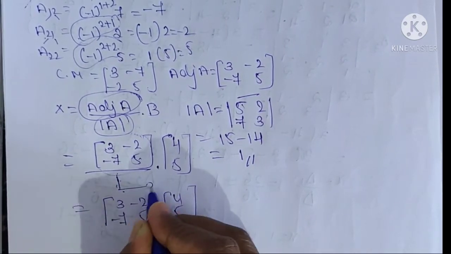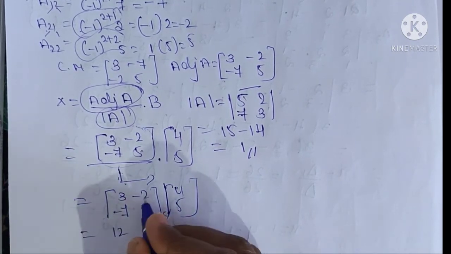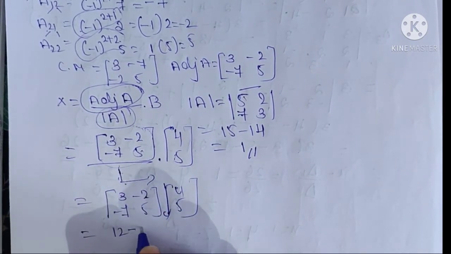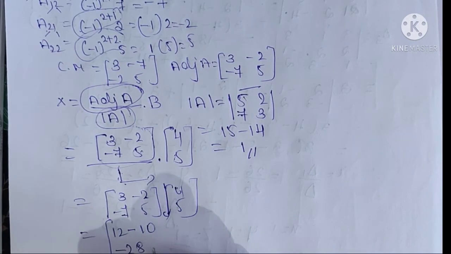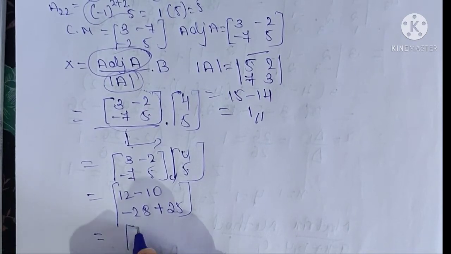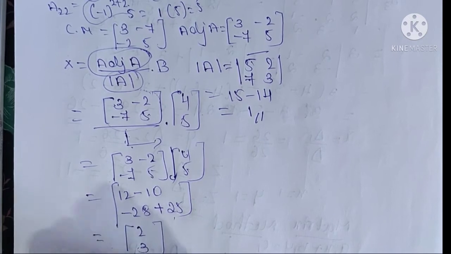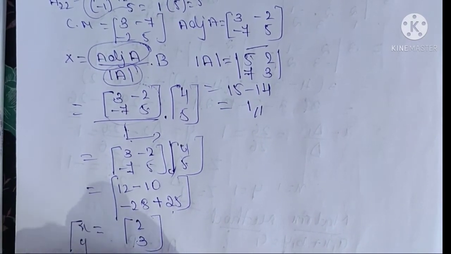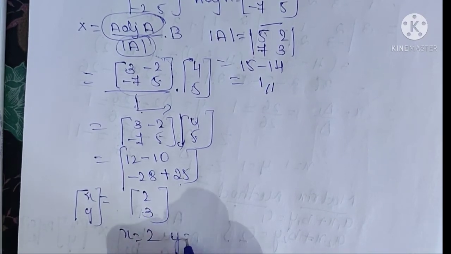Matrix multiplication, rows into columns. 3 into 4 is 12. Minus 2 into 5 is minus 10. Minus 7 into 4 is minus 28. Plus 5 fives are 25. 12 minus 10 is 2. Minus 28 plus 25 is minus 3. Therefore, x is equal to 2 and y is equal to 3.